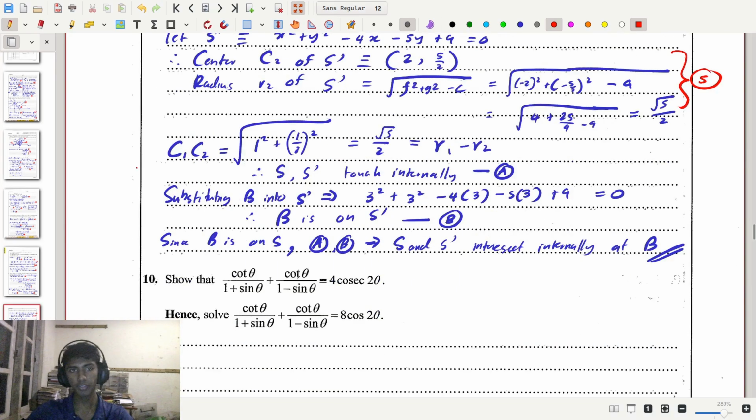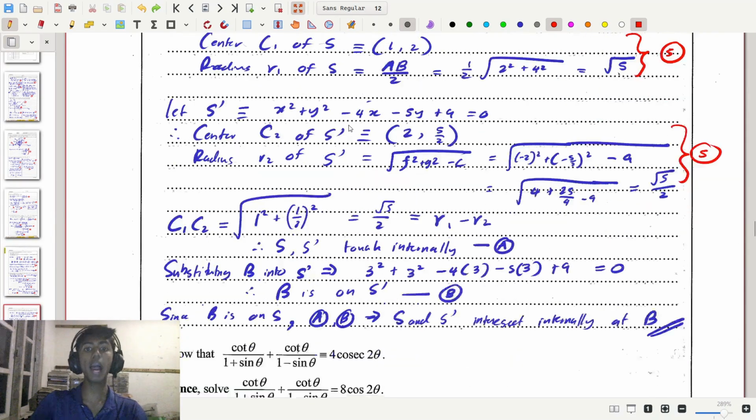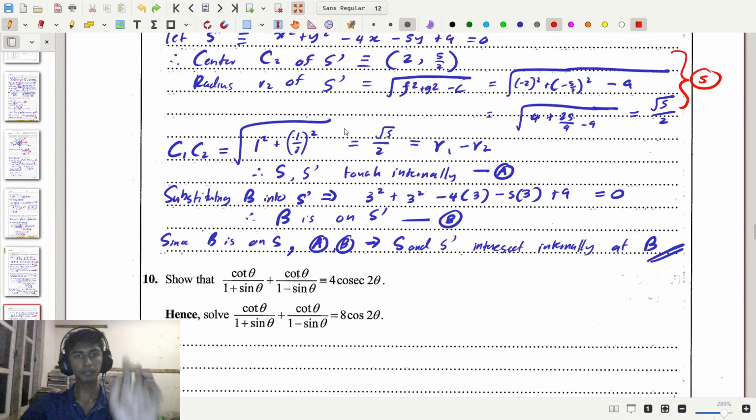Now after this, when you find the distance between the two centers C1, C2, find that it's equal to root 5 over 2, and then show that that's also equal to this value minus this value, or rather root 5 minus root 5 over 2, or R1 minus R2, and then using this fact, when you say that therefore S and S dash must touch internally and write down the fact A, for this bit you get 5 marks.